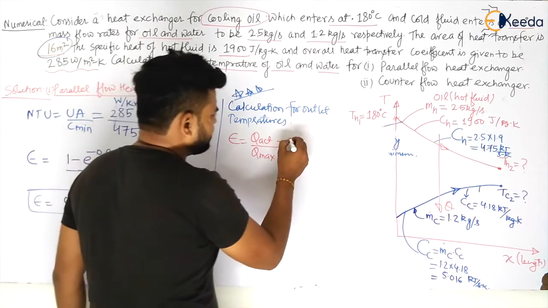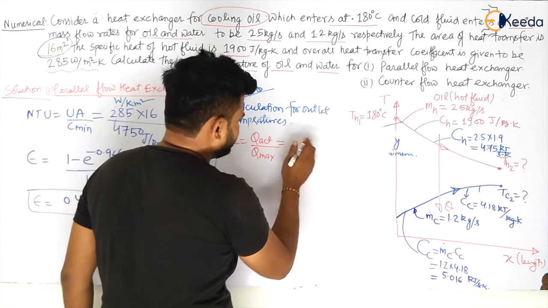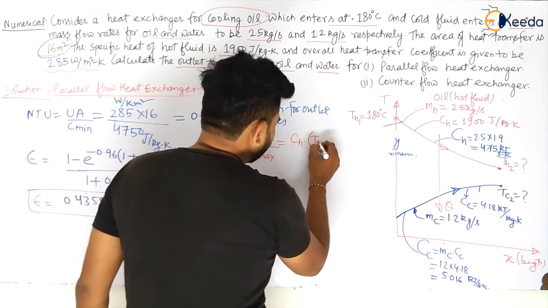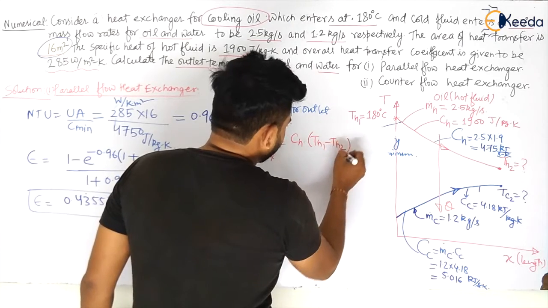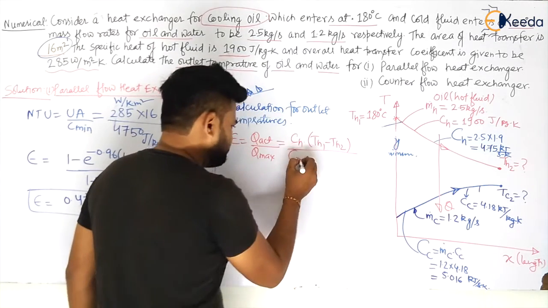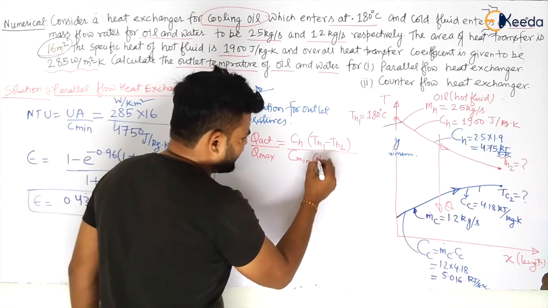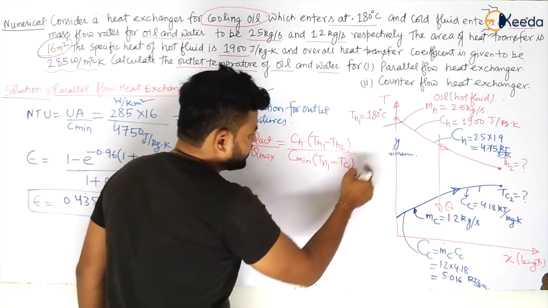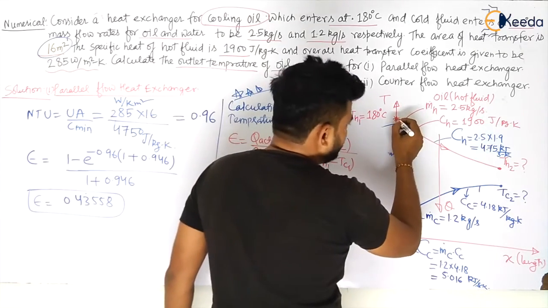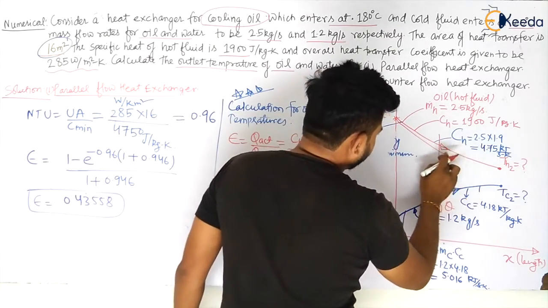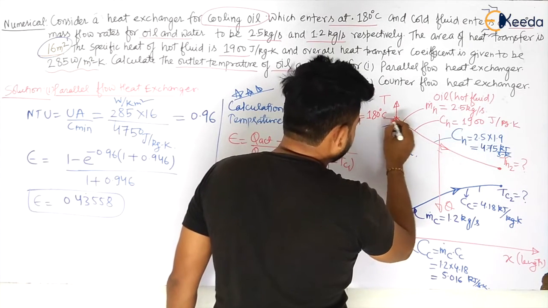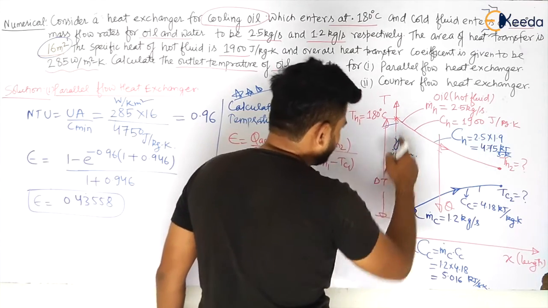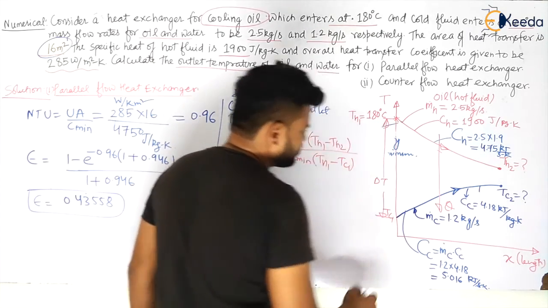Yes. So this will be given by m dot C, or we can take directly, for the hot fluid, CH, the heat capacity of the hot fluid, multiplied by TH1 minus TH2, divided by C minimum multiplied by TH1 minus TC1, my dear students, the maximum temperature difference, because the hot fluid will undergo the maximum temperature change, that is TH1 and TC1.